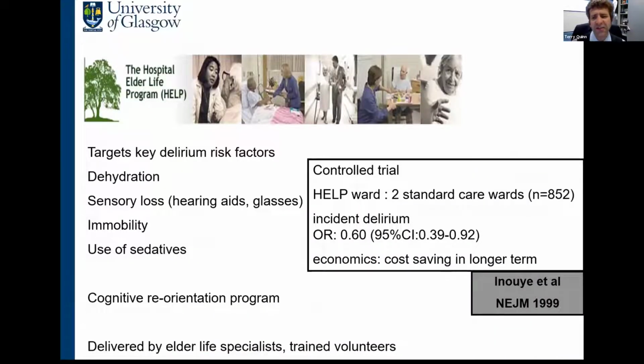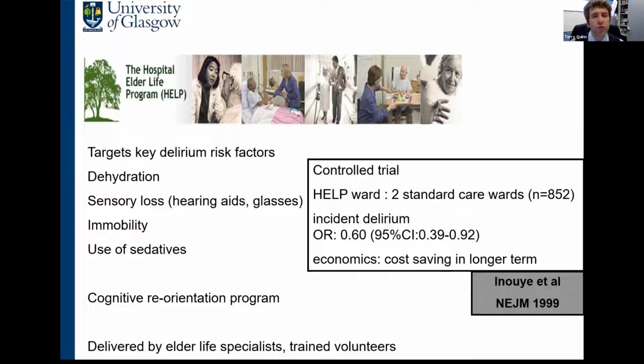And that's actually been recognised for a long time, since the late 90s, when the Hospital Elder Life Programme began, which did things that you might think of as rather basic: ensuring people didn't get dehydrated, ensuring people had their glasses on, ensuring people had hearing aids in, getting people up out of bed. Very basic possibly, but effective.